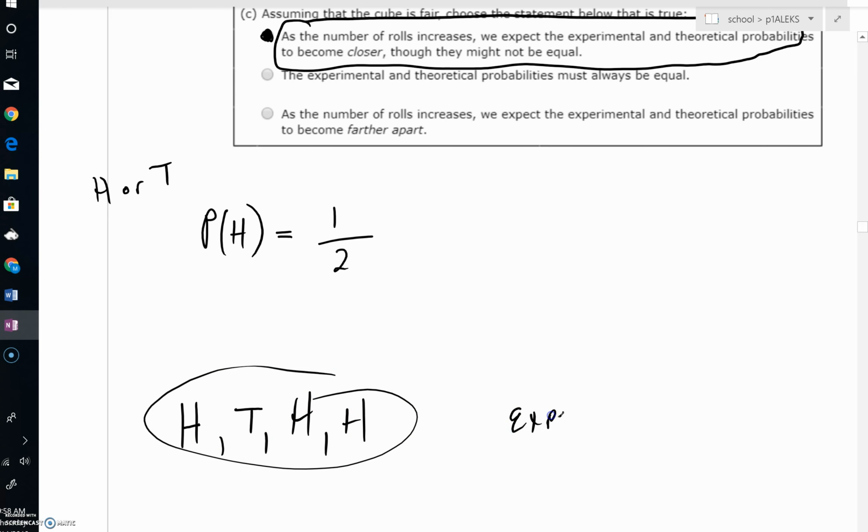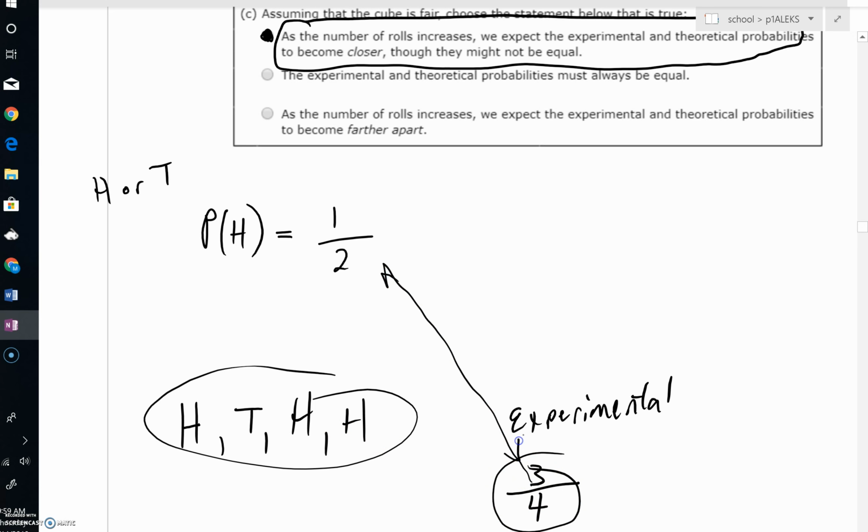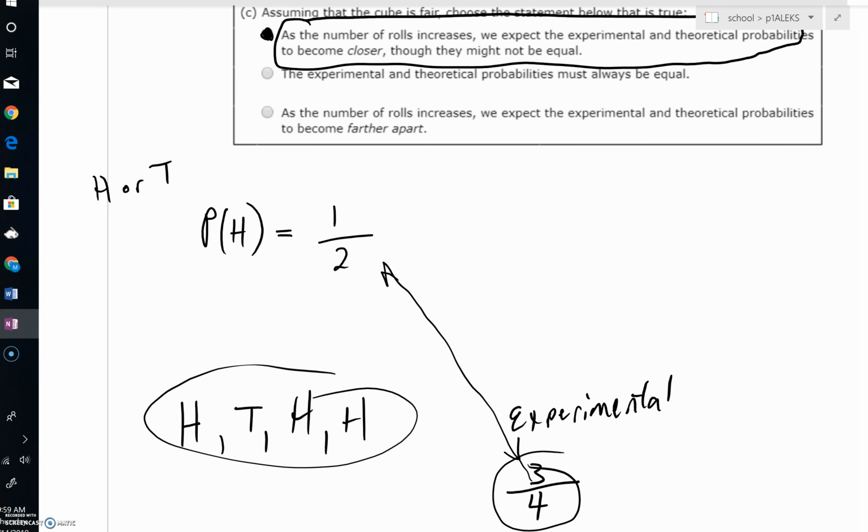The experimental would be out of 4 times, I got a head 3. So the experimental probability might seem to be way, way far off. But if we really started flipping coins a lot, like 1,000 times or even more than that, we would expect the probability of the heads to get closer to 1/2. So that's all we've got for today.